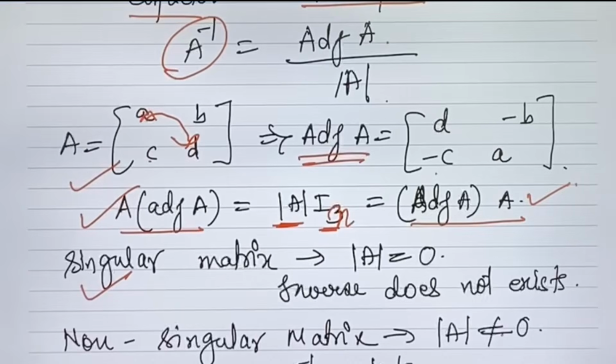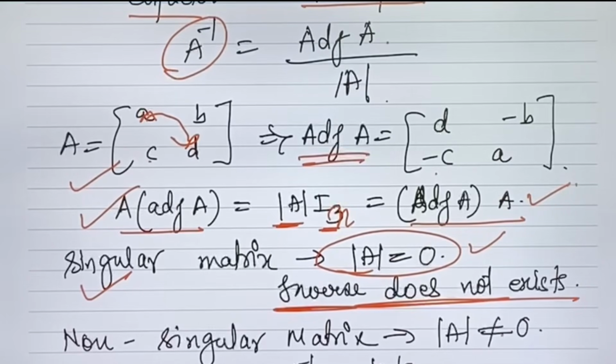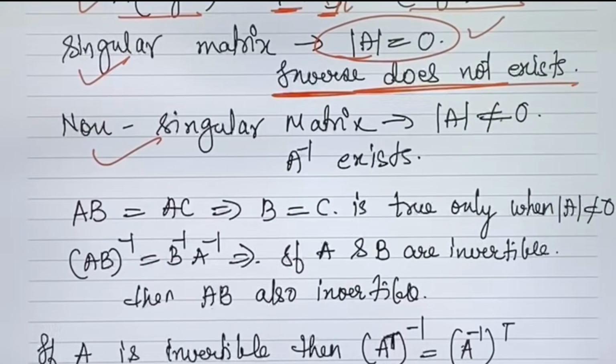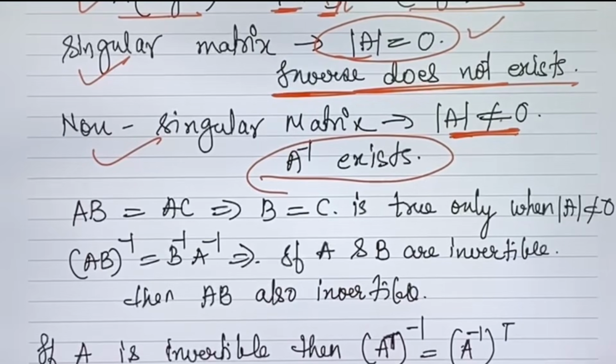What do you mean by singular matrix? Singular matrix means when you are getting your det 0. अगर आपका डेट 0 है, इसका मतलब है इनवर्स विल नॉट एग्जिस्ट. ओके है. Non singular is the opposite: det of A is not equal to 0, A inverse will be existing.